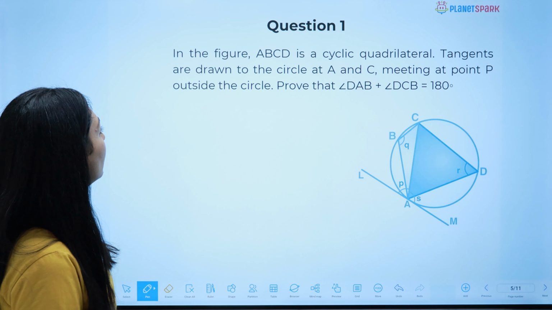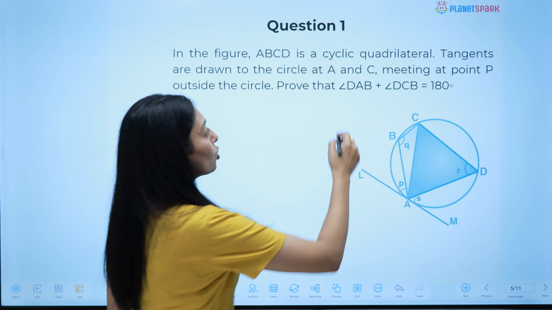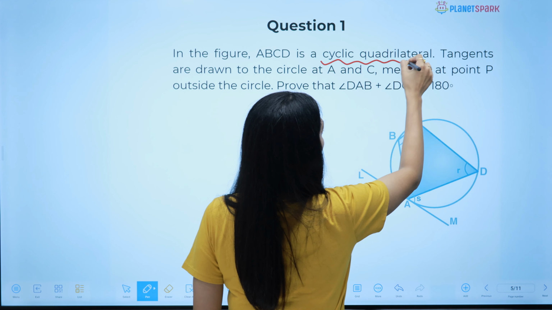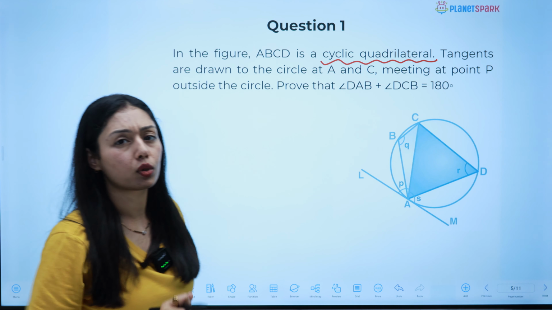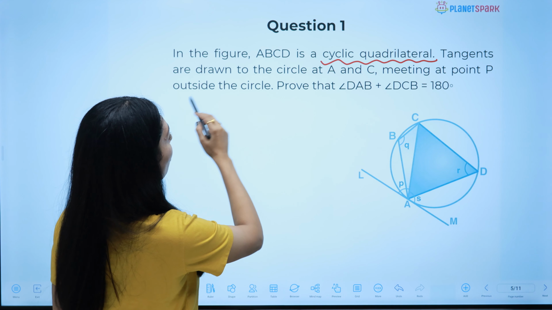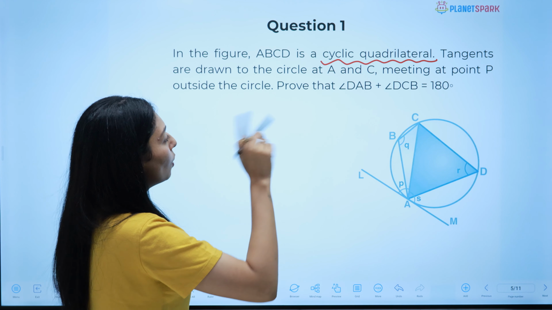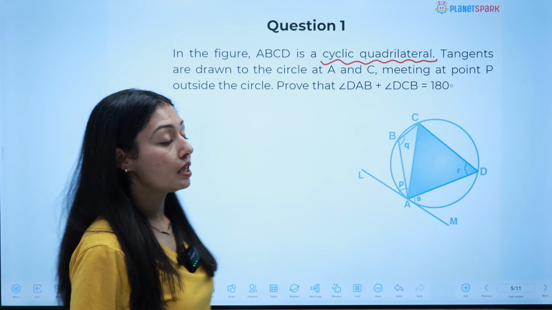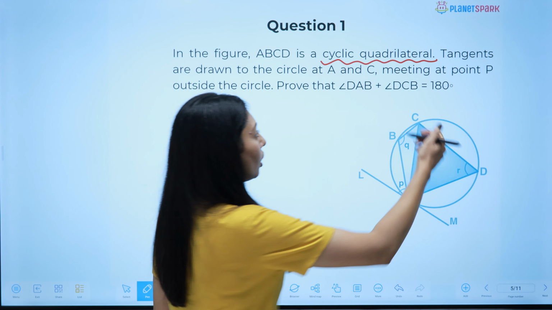Here we have the first one. In the figure, ABCD is a cyclic quadrilateral. Quickly tell me in the comments, what is a cyclic quadrilateral? What do we know about it? Yes everybody. Okay, let me read the question then. Tangents are drawn to the circle at A and C, meeting at a point P outside the circle. Prove that DAB plus DCB is equal to 180 degrees. Okay then. Yes, you all got it?